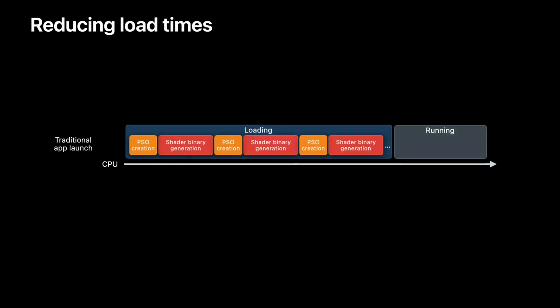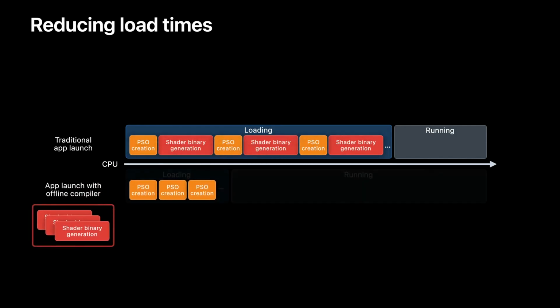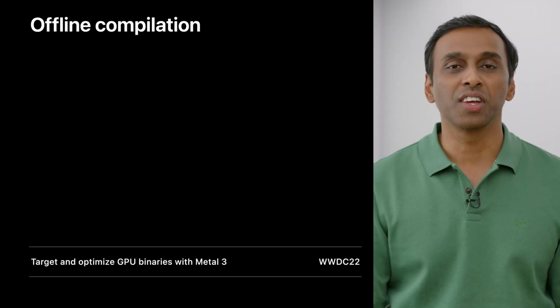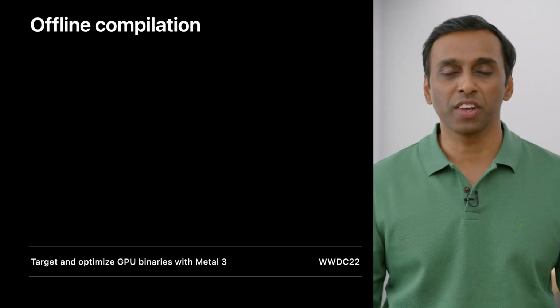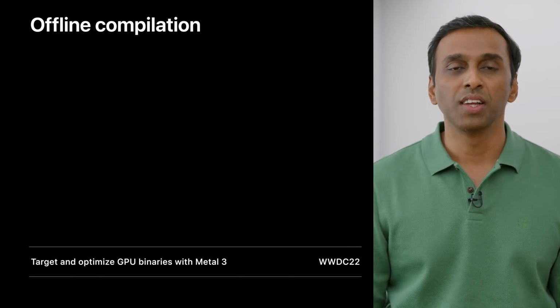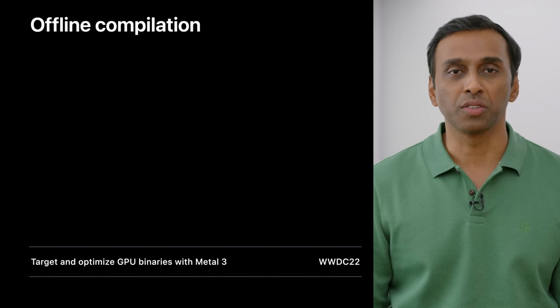Most apps create the majority of Metal pipeline state objects in a dedicated loading phase, and shader binaries are generated on first load. This can be a long wait for your users if your app creates many such pipelines. With offline compilation, shader binary generation can again be moved to project build time, resulting in smaller load times and getting users into your app more quickly. Offline compilation is a game changer for apps with many complex pipelines. To learn more about offline compilation and other improvements, check out the "Target and Optimize GPU binaries with Metal 3" session.